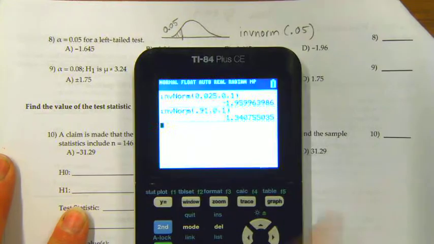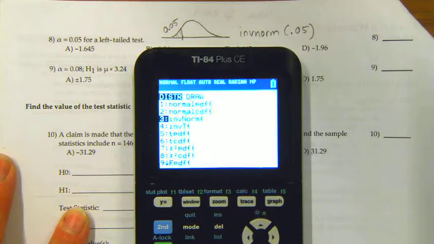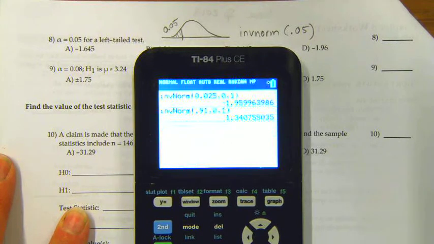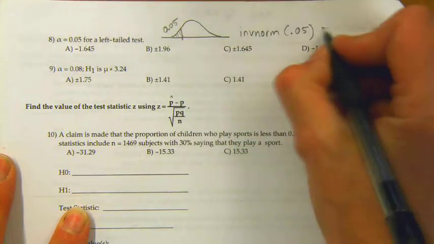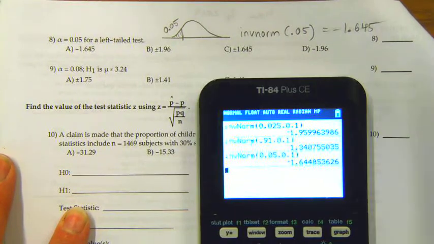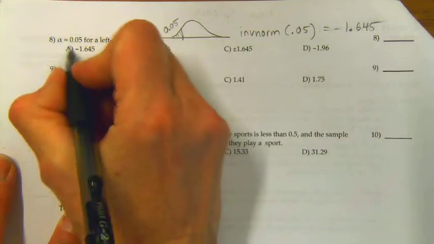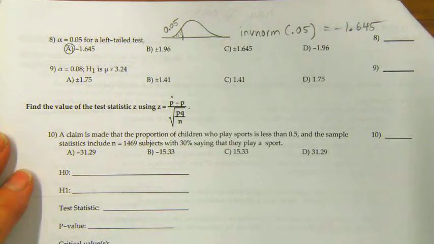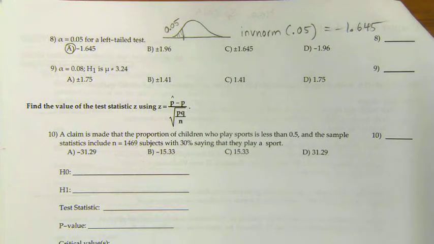So inverse norm of 0.05 is equal to negative 1.645. This is one of the ones that was rounded to 3 decimals. So label it, but also make sure you look at your distribution and see, should you have 1, should you have 2, should this value be a positive value or a negative value? Because sometimes you may use the wrong area.